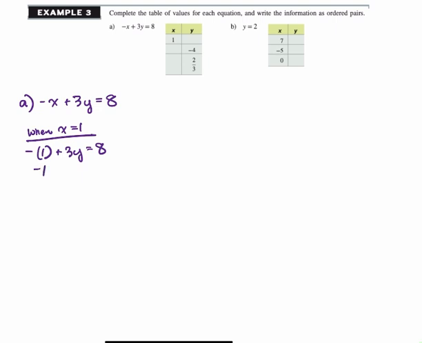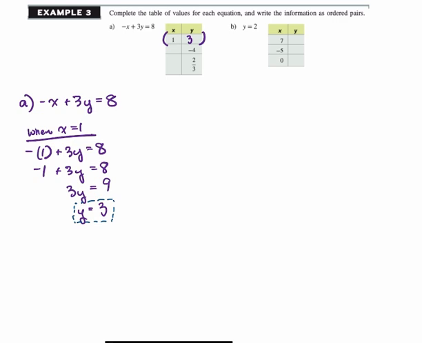So that will become negative 1 plus 3y equals 8. Let's add the 1 over to the other side. So this will be 3y equals positive 9. And then divide both sides by 3. 9 divided by 3 will give us a positive 3. So on the table, when x equals 1, I can write a 3 for y. And we can view that as an ordered pair, or as a point, as we'll see in the next section, (1, 3).